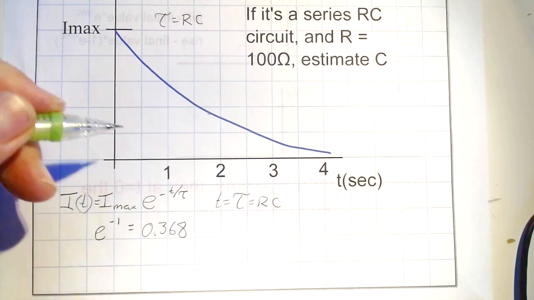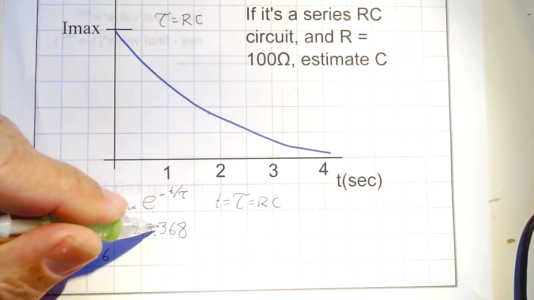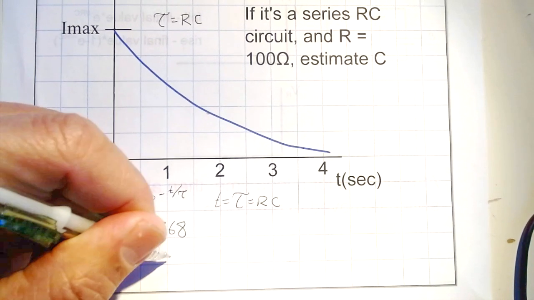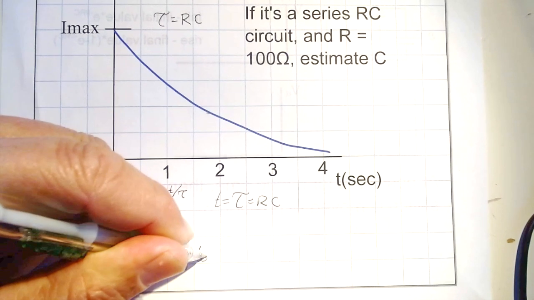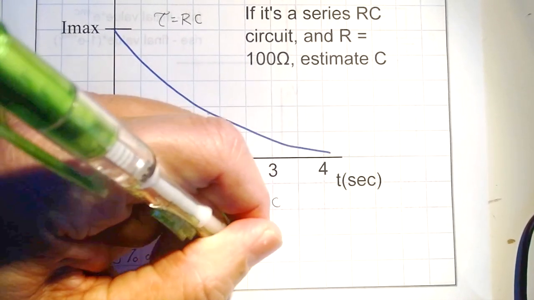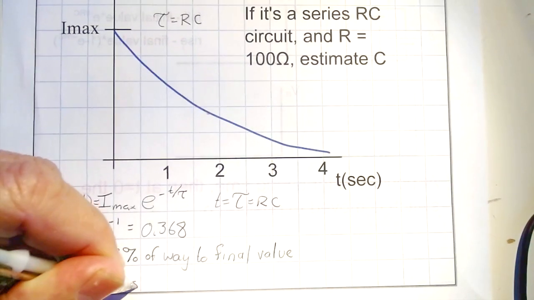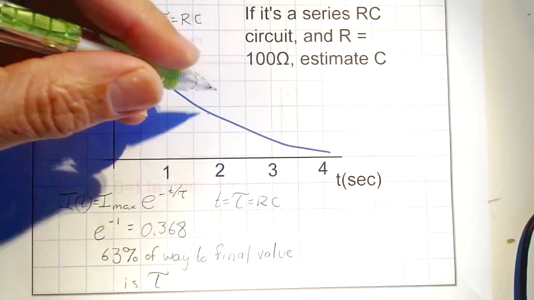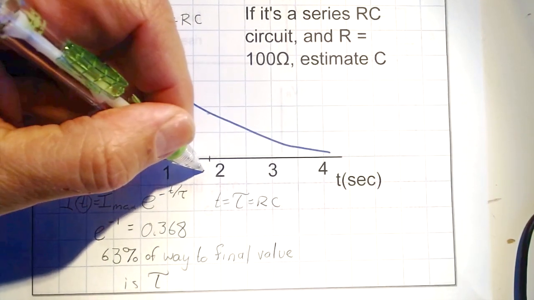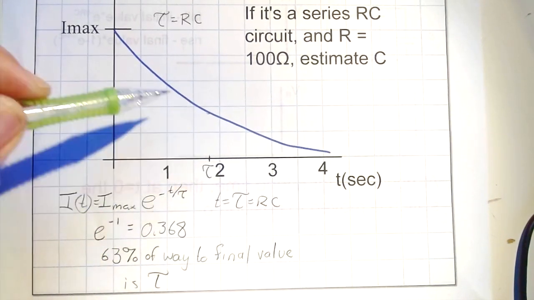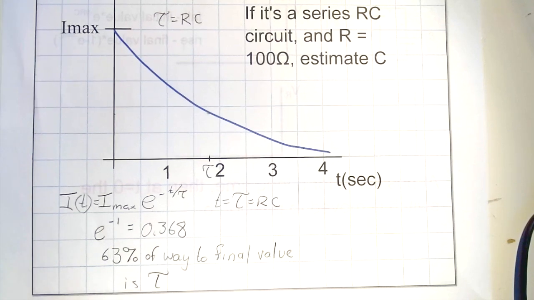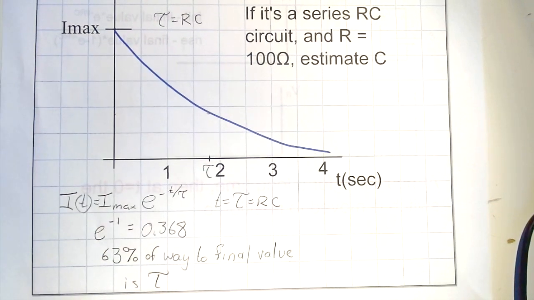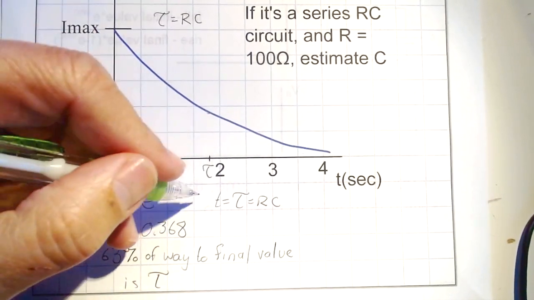Okay, I always think of it as the opposite. I always think of it as 1 minus this, which is about 0.63. So 63% of the way to the final value from the start is tau. Okay, so 63%, come over here, and that's going to end up being our tau, or 36% of that total. Well, if 5 squares is the total, then we're looking at about 36%. So that would be tau.